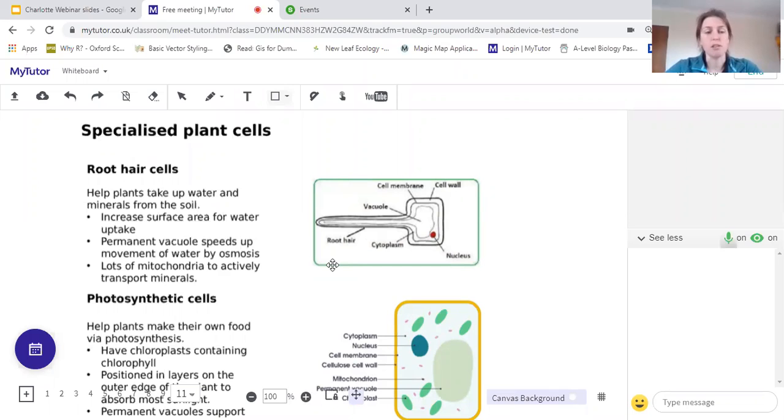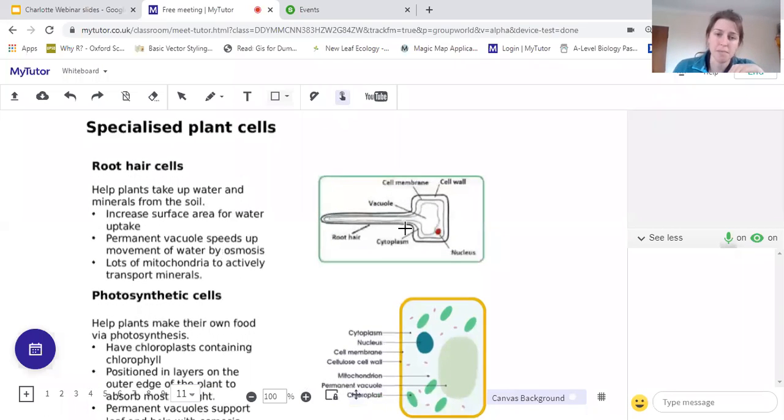So root hair cells are specialized for helping plants take up water and minerals from the soil. They're very, very small. They're right on the end of the roots. And they have this kind of long root hair bit that allows them to reach into the soil, so in between those small soil particles, and make sure that they can get into all of the nooks and crannies and extract the water and minerals that the plant needs. They have this tail. It's not really a tail, it's a root hair, but it looks a bit like a tail.